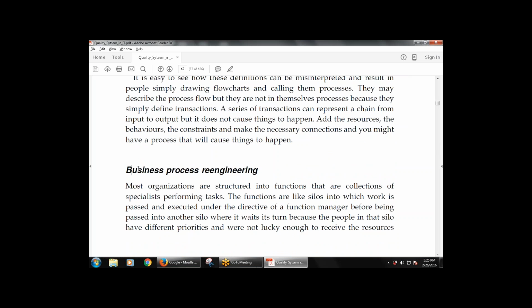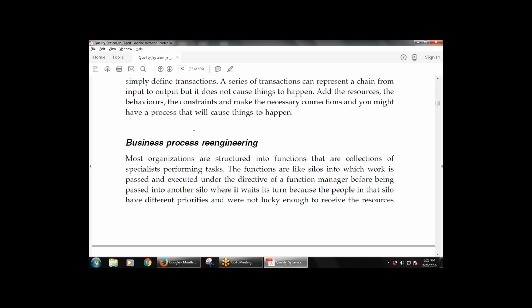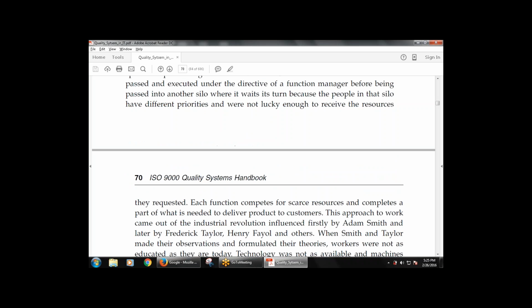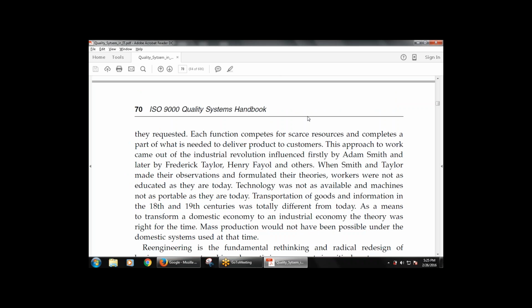The next is business process re-engineering. That is how we are re-engineering the same product again and again. Every function competes for the scarce resources that are available and completes a part of what is needed to deliver the product to the customer. Whenever the product is delivered, it should be delivered to the customer in a polite and sensible way.